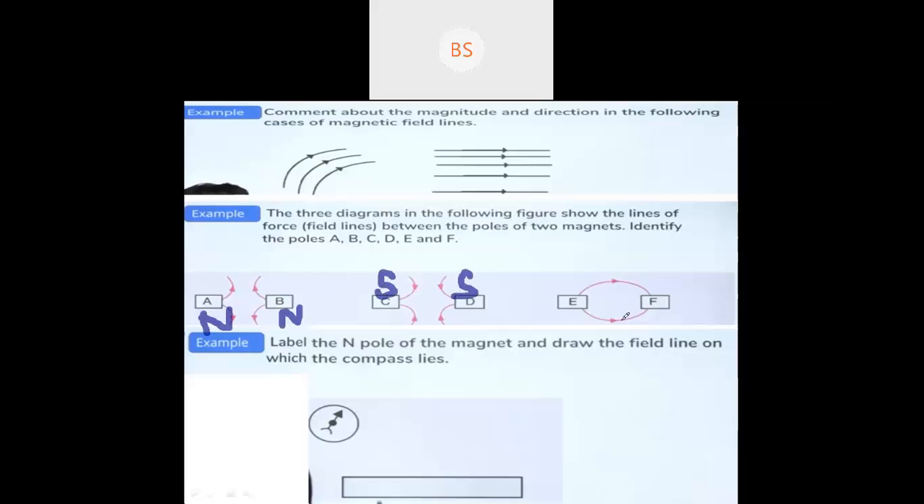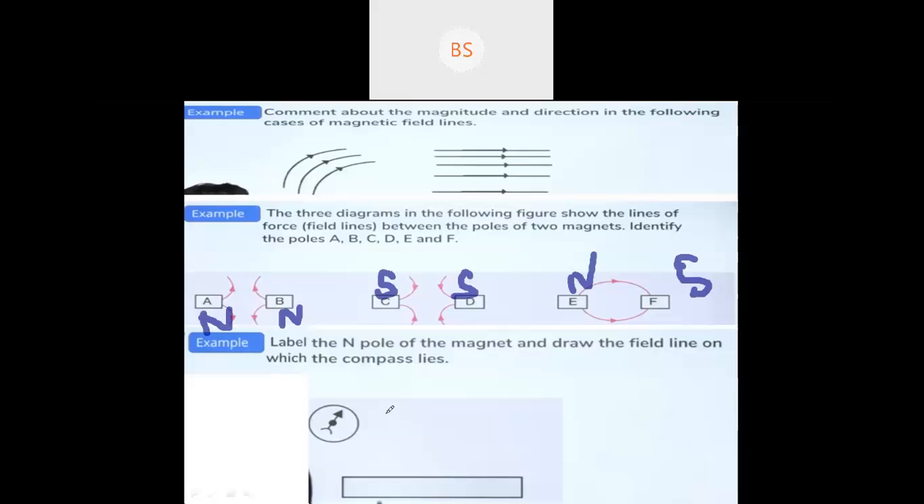Next, the third figure you can see here. Can you tell me which are the E and F poles? See, the magnetic field lines are going this way. E is north and F is south. Good, correct. So E is north and this is south. So both E and F, north and south. Have you understood this question? We'll move to the next one.